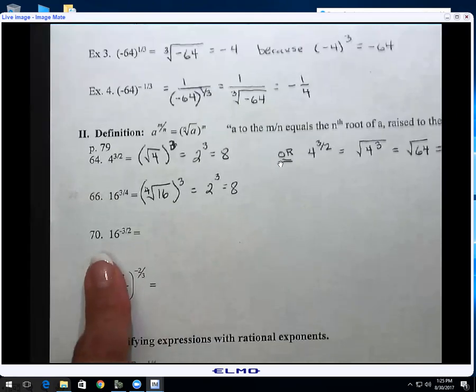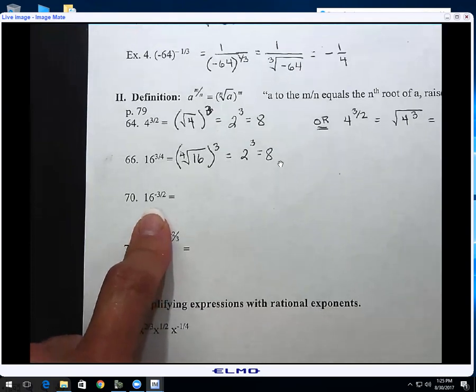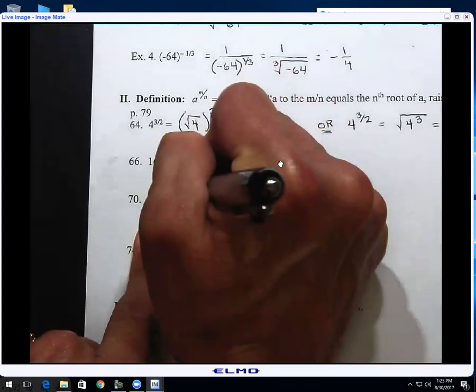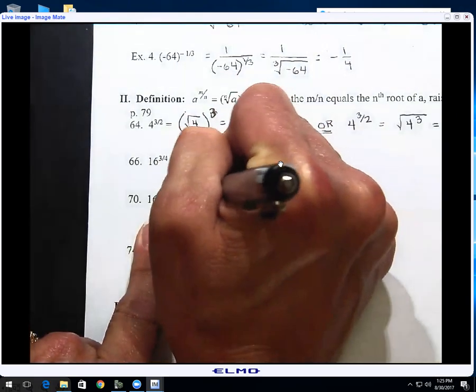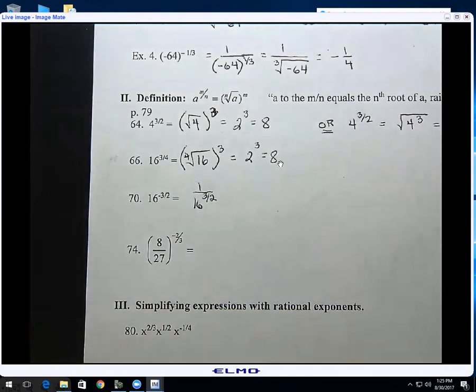What about number 70? How would you write that with a positive exponent? Luke, what do you say? 1 over 16 to the positive 3 halves. And let me tell you what you did really well, Luke. Every once in a while, I have folks get confused and start taking the reciprocal of the exponent. There's nothing in algebra that makes you take the reciprocal of the exponent. So I like that you knew it was positive 3 halves, not 2/3. You didn't flip the exponent, you just flipped the base. All right?